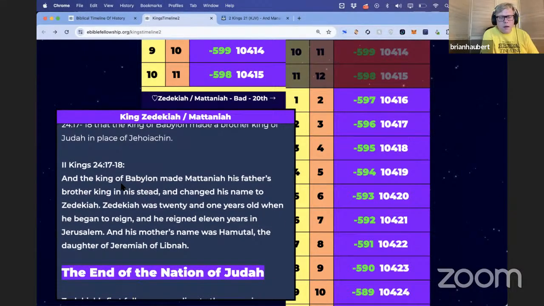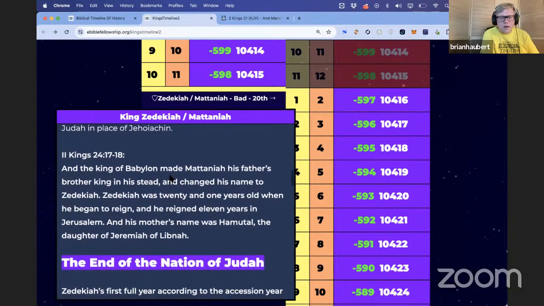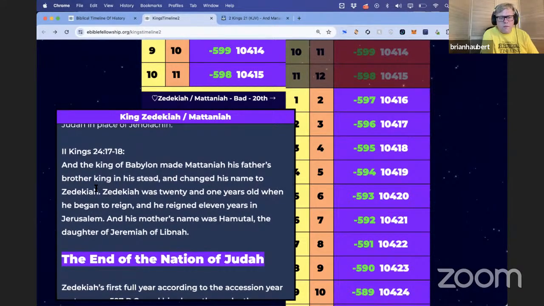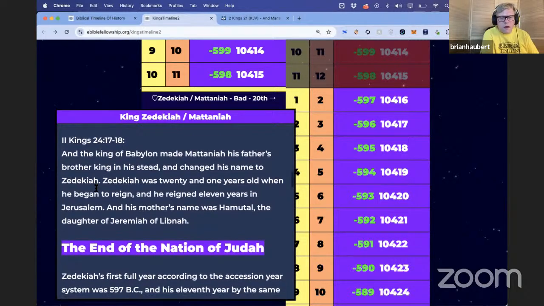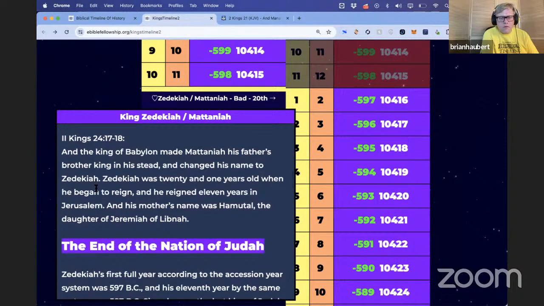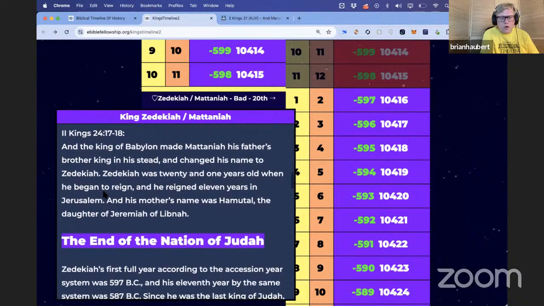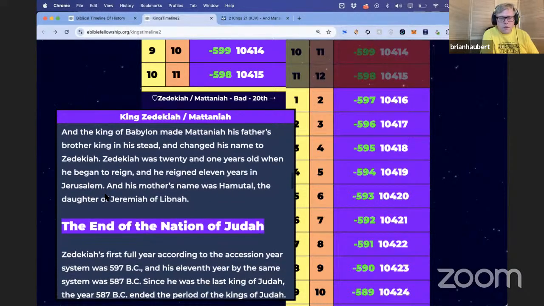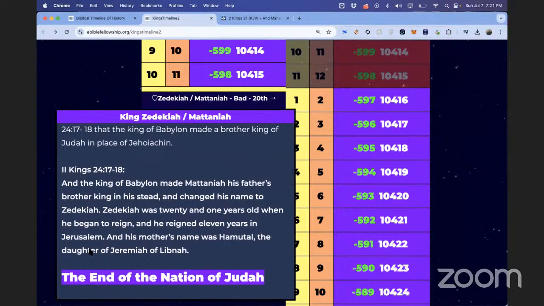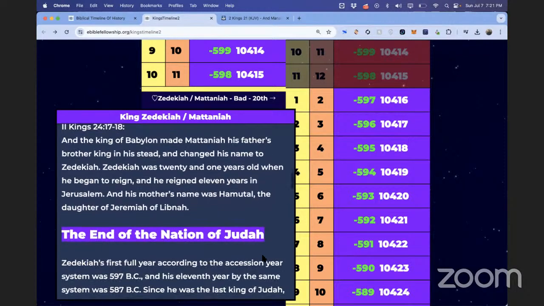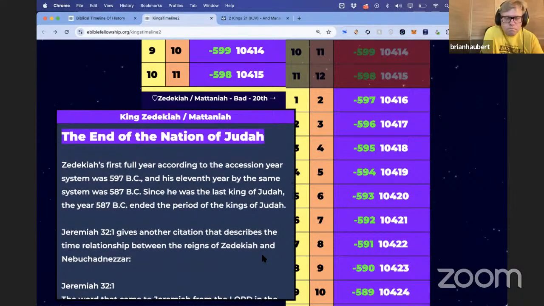2 Kings 24:17-18: And the king of Babylon made Mattaniah his father's brother king in his stead, and changed his name to Zedekiah. Zedekiah was 21 years old when he began to reign, and he reigned 11 years in Jerusalem, and his mother's name was Hamutal, the daughter of Jeremiah of Libnah. So this is the end of the nation of Judah. Just wanted to read that. We're good.